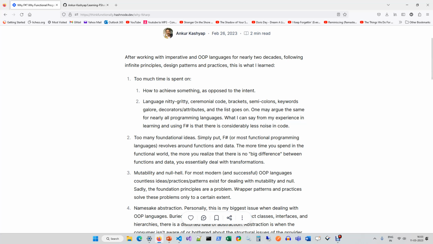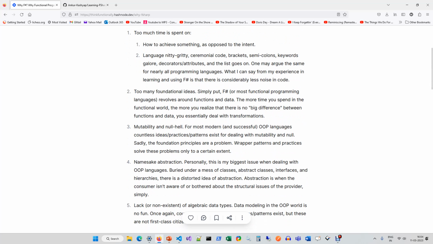And then you have language nitty-gritty, ceremonial code, brackets, semicolons, keywords. Languages are now full of keywords. There's just an awful amount of keywords everywhere, and situational keywords and whatnot. And Java and C# are just full of decorators and attributes and whatnot. So it's just too much time which goes on pointless details, the details which are not business problems. The business problems are rather straightforward.